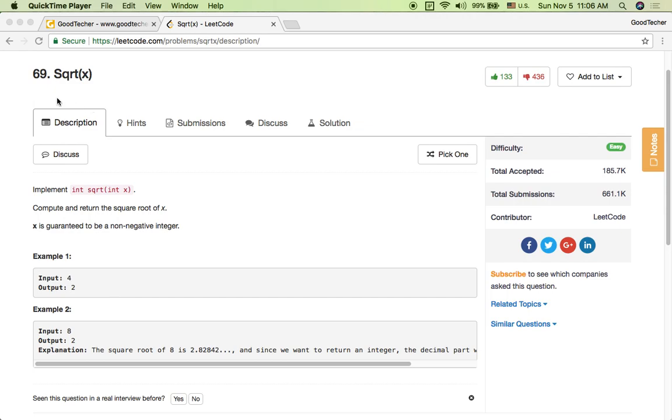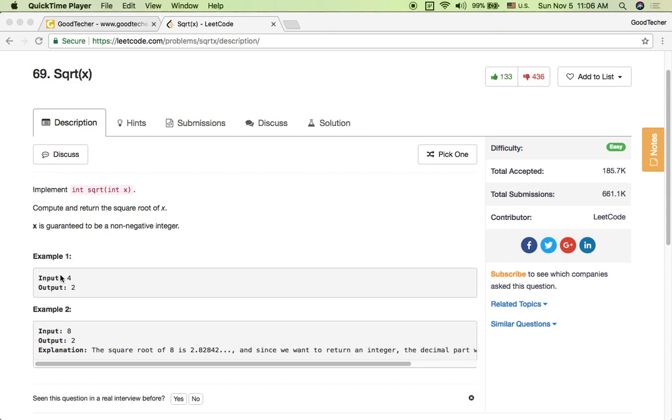Here we are going to solve LeetCode problem square root. Implement a function that returns an integer type, and the function name is square root, with an integer parameter x. We need to compute and return the square root of x. x is guaranteed to be a non-negative integer.